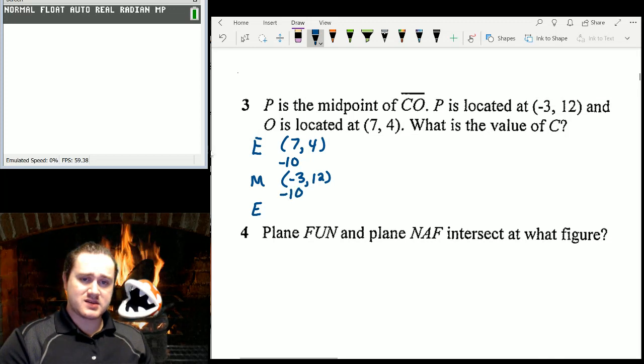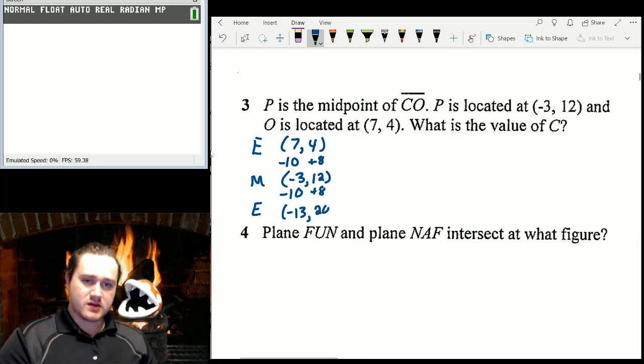Negative 3 minus 10 gives us negative 13. Do the same thing for the y's. So 4 to 12 is plus 8. Plus 8 again gives you 20. So that gives you your endpoint as negative 13 and 20.